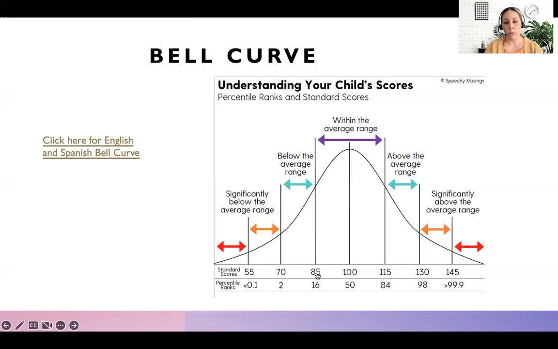And so when you're looking at undesired skills or undesired behaviors, you want that percentile rank to be in the average range or a little lower. You do not want it to be high, because if it's an undesired behavior or an undesired skill and it's high, it means that they're using that undesired behavior or undesired skill more than their peers. And that's for percentile ranks.